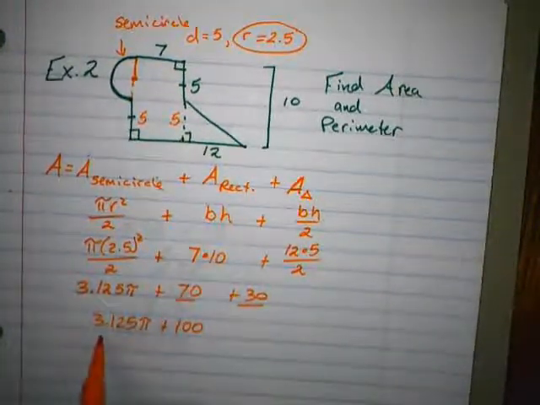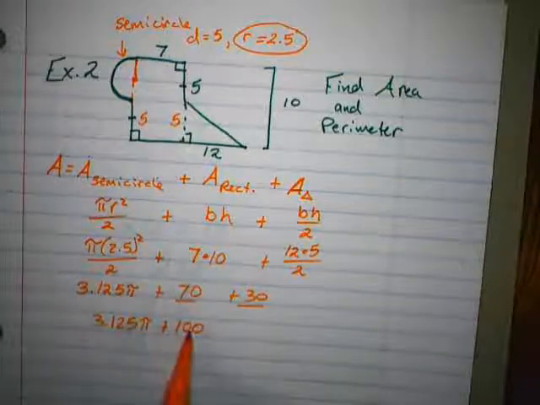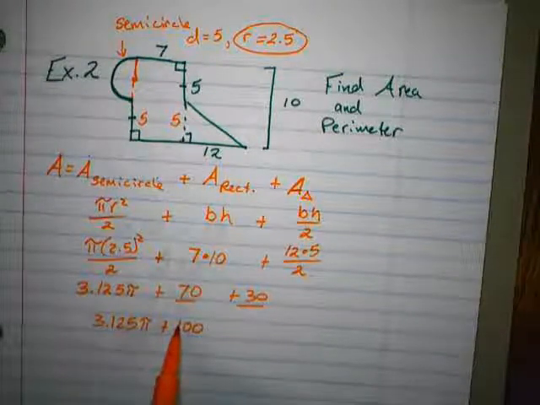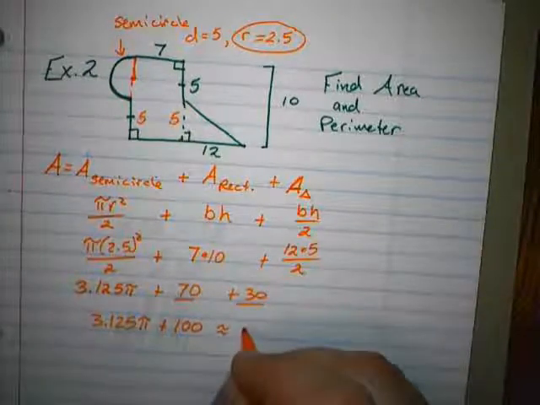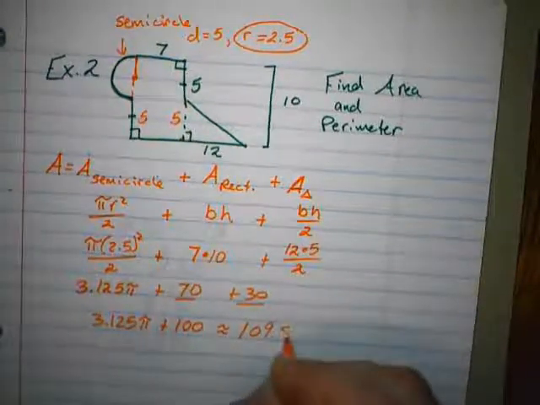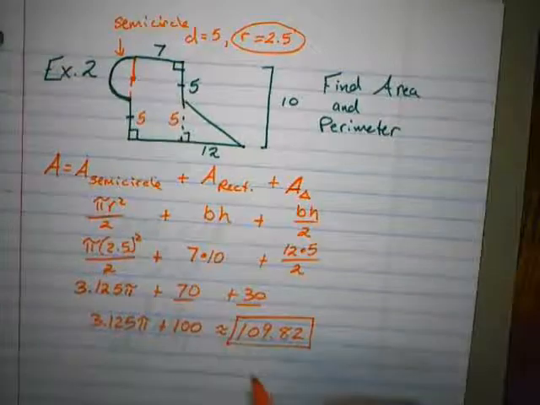So I would put it in the calculator exactly like this. I would multiply first, then add 100, and when I do that, I get approximately 109.82 units of measure for the area.